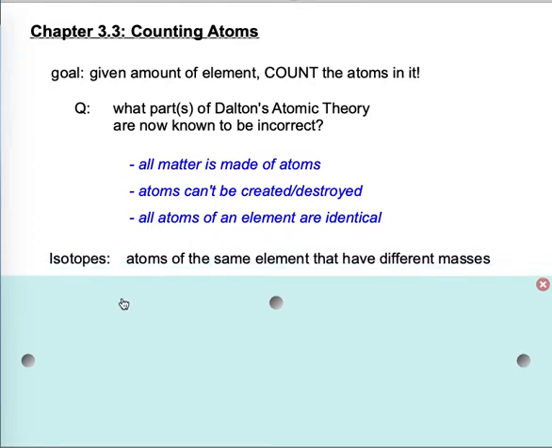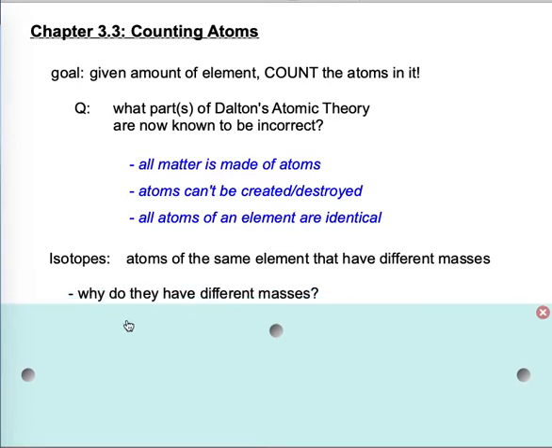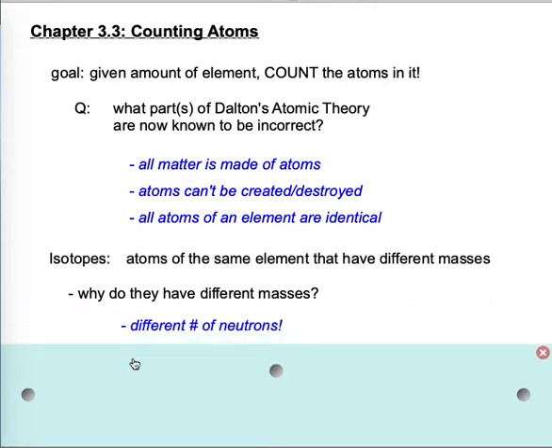Isotopes are defined as atoms of the same element that have different masses. So the question is, why do they have different masses? Well, if they're atoms of the same element, they must have the same number of protons, but there's another particle in the nucleus that contributes to the mass of the atom, that is the neutron. So isotopes are atoms of the same element that have different masses because they have different numbers of neutrons.